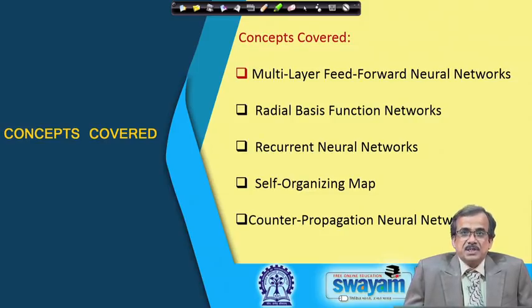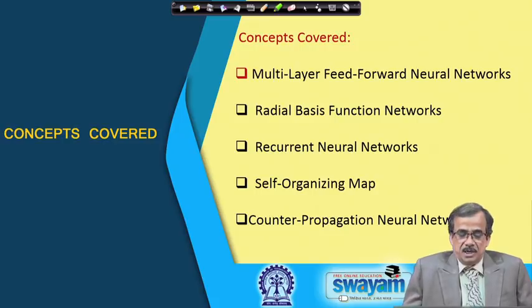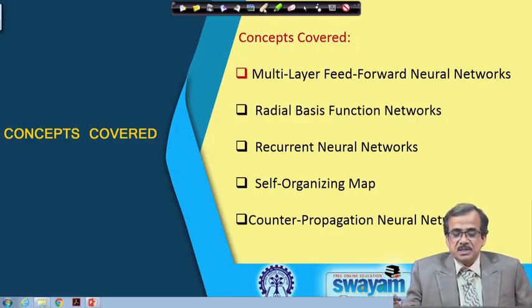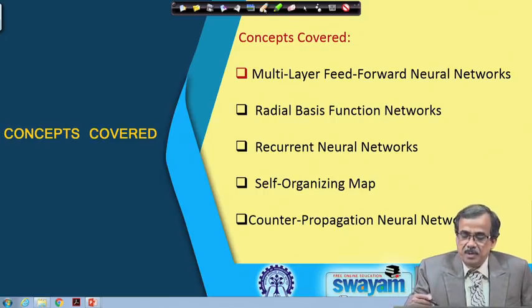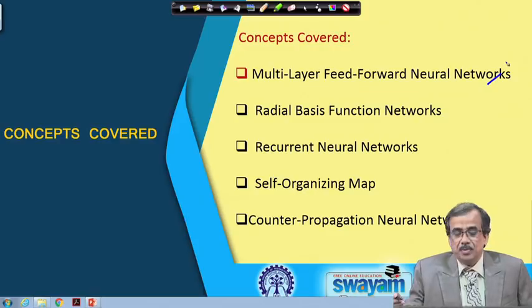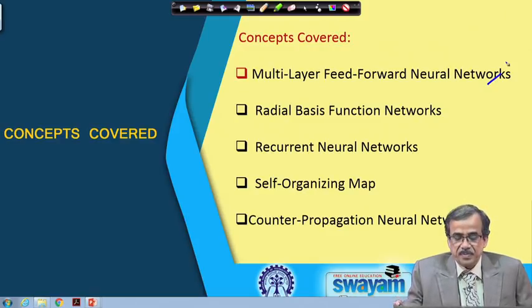Now, we are going to discuss some of the very important and popular neural networks. So, we are going to concentrate on the working principle of a few networks. Now, these networks are as follows. We are going to discuss the principle of multi-layered feed-forward neural networks. Then we are going to concentrate on radial basis function networks.